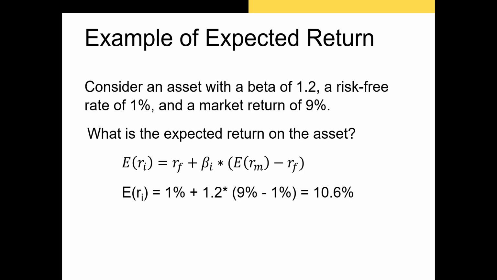Now, let's take a look at an example where we actually predict stock returns using the CAPM, or capital asset pricing model. So consider an asset with a beta of 1.2, a risk-free rate of 1%, and a market return of 9%. What's the expected return on the model?